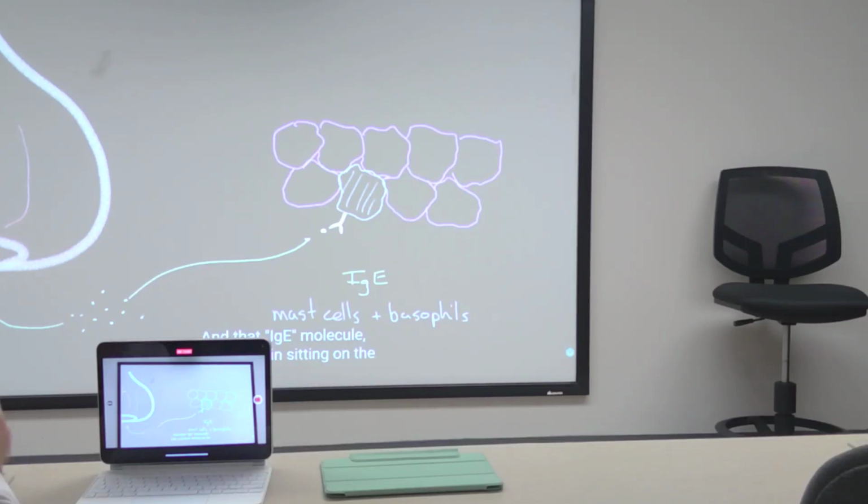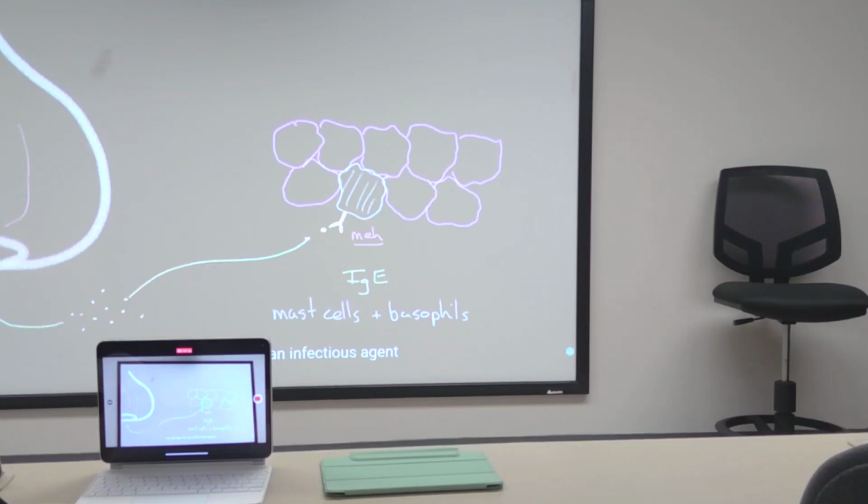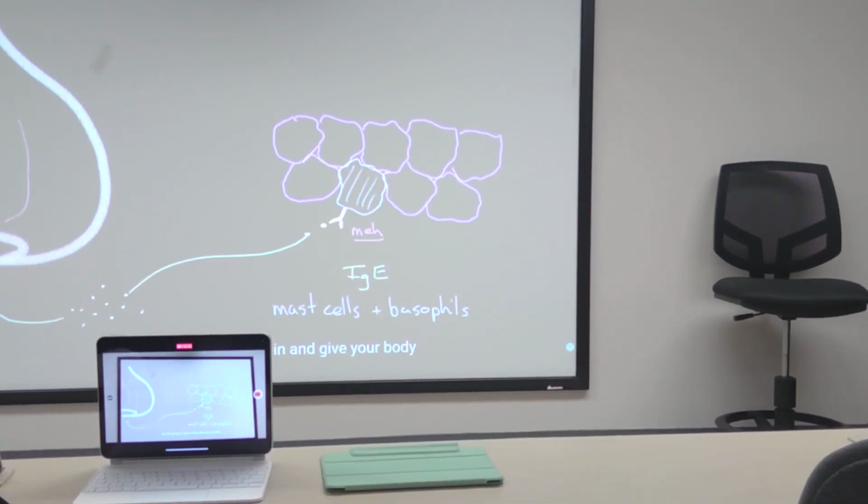And that IgE molecule, again, just a protein sitting on the surface of this basophil, is going to alert that cell to its presence. Now, in a normal person, the reaction that that cell has should be pretty minimal. I mean, it's just a grain of pollen. It's not like it's an infectious agent that's going to go in and give your body all sorts of trouble. But in a person that suffers from allergic rhinitis, this cell overreacts, and it overreacts big time.